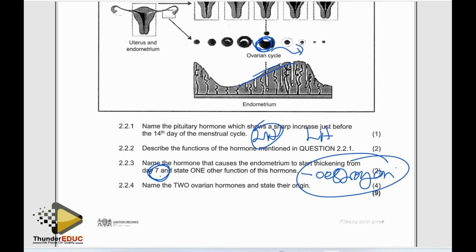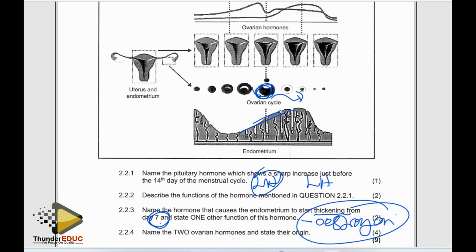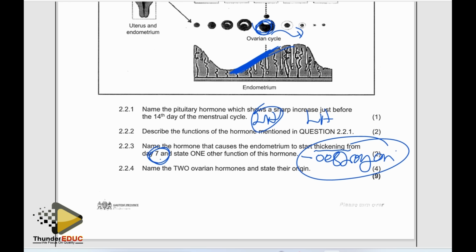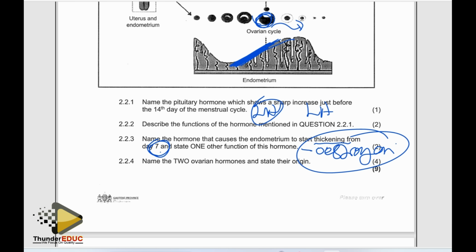How? By making the endometrium thick, vesicular, and granular. It starts the thickening, you see? Thick, vesicular, and granular. So it is estrogen. And they're saying day 7 here. So estrogen. Name the state one other function.